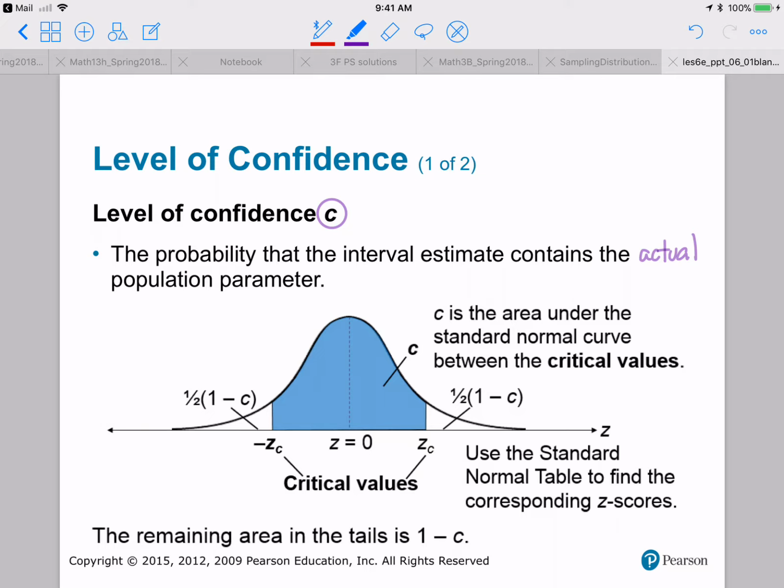So how do we find our critical values? We're going to need the critical values to help us determine the margin of error that we'll allow. How do we find them? You take your level of confidence, and you need the level of confidence to be the area between your two critical values.